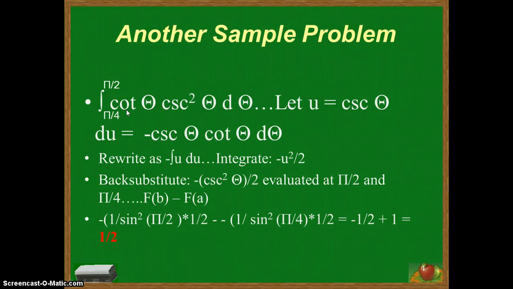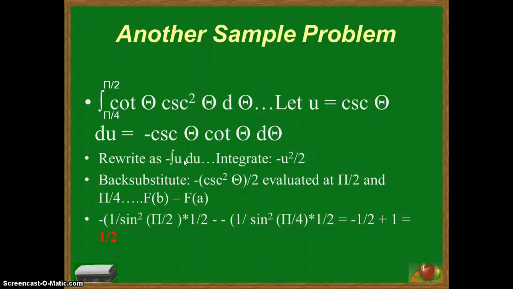I could let u be cotangent of theta, and then du would be negative cosecant squared of theta. That would work. Or I could also let u be cosecant of theta, and du would be negative cosecant cotangent of theta, d theta. Either way, this works, okay? The only thing I need to do is I need to have a negative sign. And I can create a negative sign very simply by just bringing a negative sign to the outside and leaving a negative sign on the inside of the integrand.